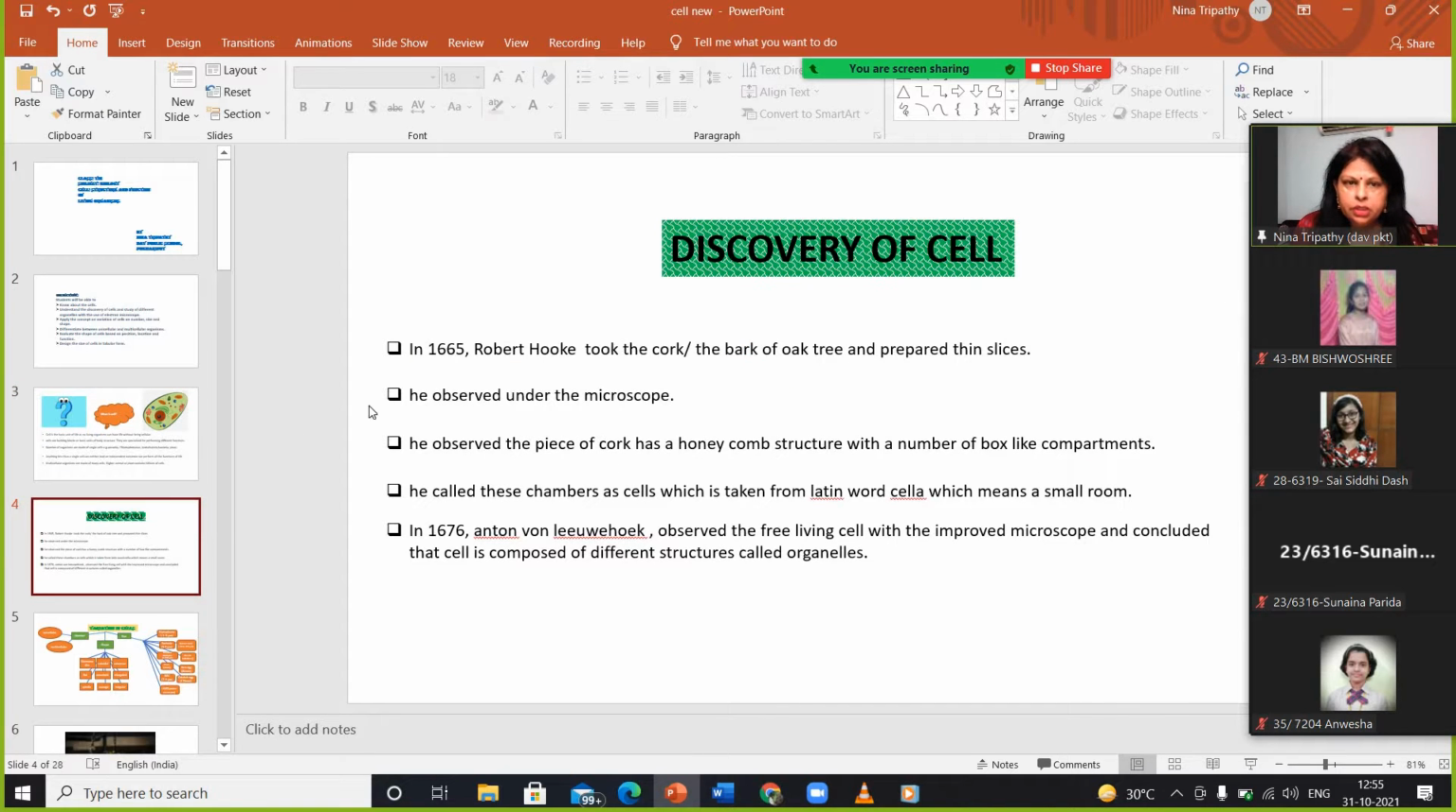For the discovery of the cells, we go to Robert Hooke, the scientist. First he took the cork, or the bark of the oak tree, prepared thin slices of it, and observed under the microscope. He observed that the piece of cork has comb-like structures and a number of box-like compartments. These chambers are the cells, derived from the Latin word cella, or sometimes cellula, which means the small room. In 1676, another scientist, Antony van Leeuwenhoek, observed free-living cells with improved microscopes and concluded that the cell is composed of different structures called the organelles.